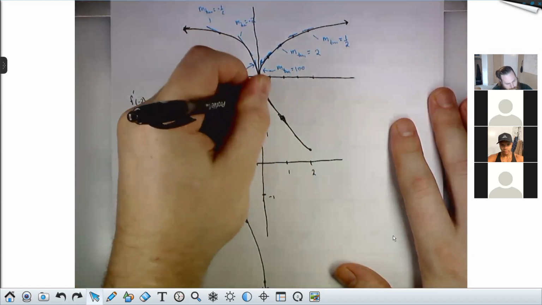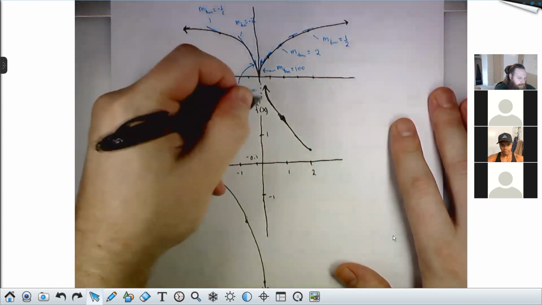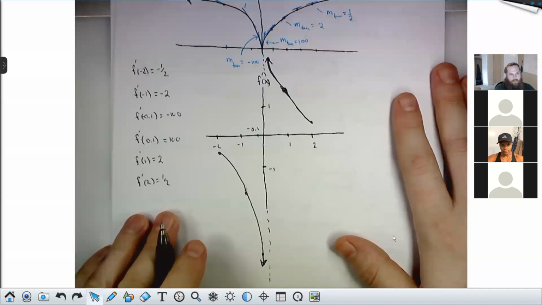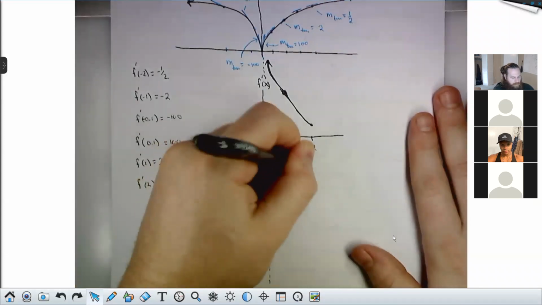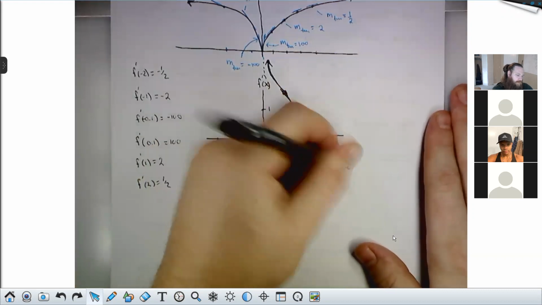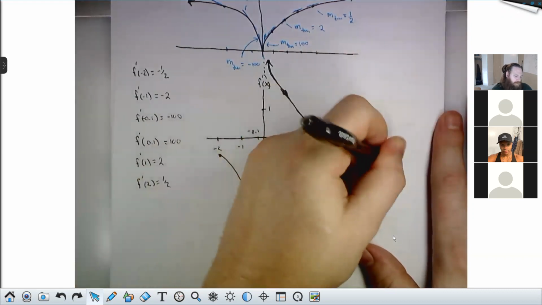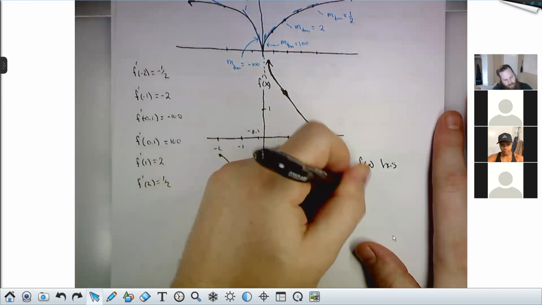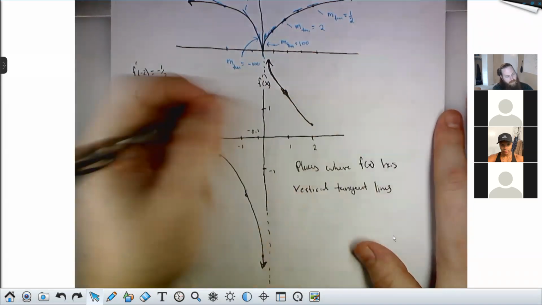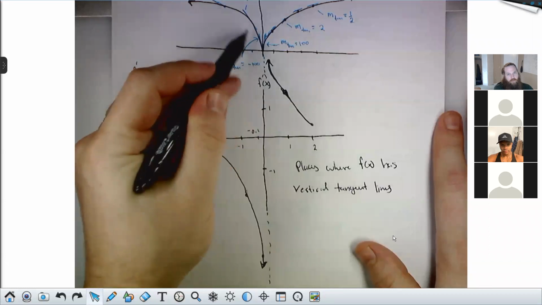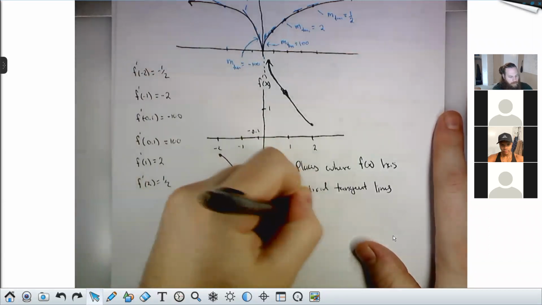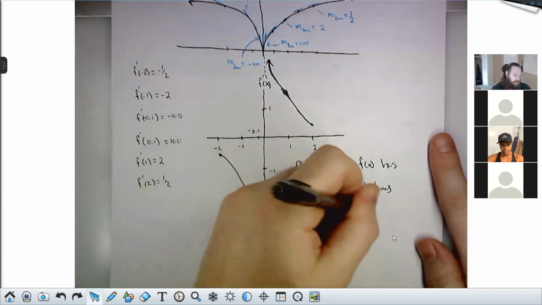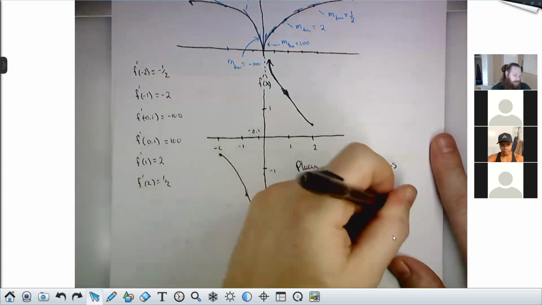I'll do my best to draw for you a picture here with the limited space I have. What you see is that we've found a vertical asymptote for f primed. So places where f of x has vertical tangent lines, like this function does near 0, right? These tangents are getting vertical. F primed has vertical asymptotes.